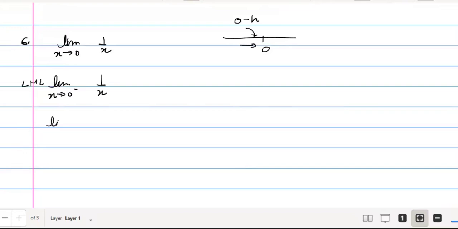This is limit x tends to 0 of 1 upon x. So here what we take, limit x tends to 0 minus 1 upon x. Now when x is approaching 0 from the left hand side, I will write x as 0 minus h. So this is the left hand limit. I can write it as limit h tends to 0 of 1 upon 0 minus h, limit h tends to 0 of negative 1 over h.